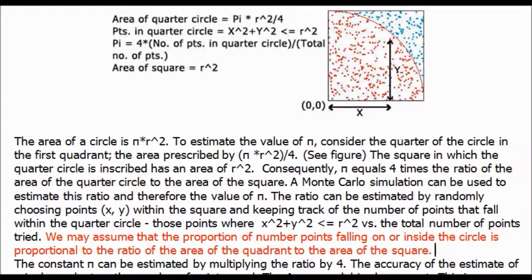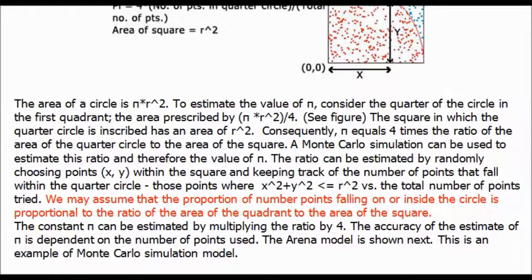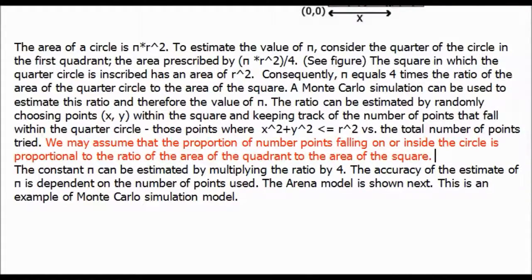The ratio can be estimated by randomly choosing points x, y within the square and keeping track of the number of points that fall within the quarter circle. Those are points where x^2 + y^2 <= r^2, versus the total number of points tried.